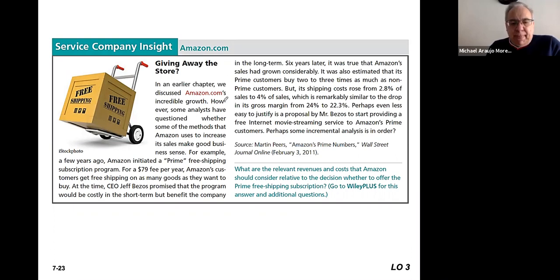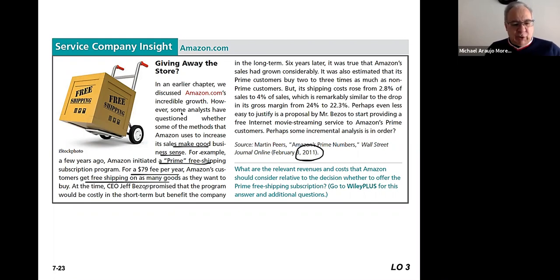Some analysts have questioned whether some of the methods Amazon uses to increase its sales make good business sense. For example, Prime membership. At the time this was written, 2011, it was $79 for a year. I think it's $119 or maybe $129 a year starting this year. And that means that Amazon customers get free shipping on all their goods throughout the year.